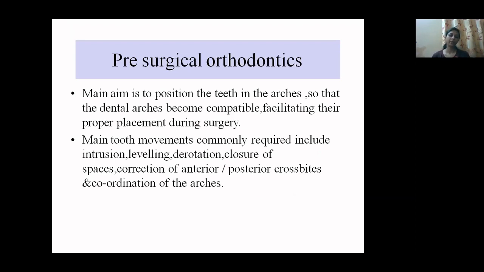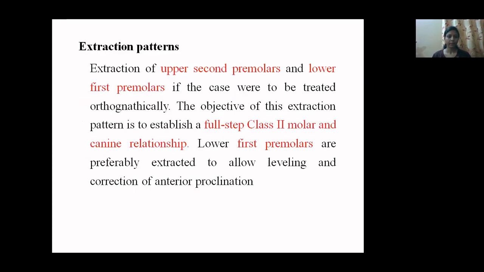Main tooth movements commonly required include intrusion, leveling, derotation, closure of space, correction of anterior posterior crossbites, and coordination of the dental arches. So, if at all extractions are required during the compensation phase, that is the pre-surgical orthodontic phase, extraction of upper second premolar and lower first molars if the case were to be treated orthognathically. The objective of this extraction pattern is to establish a full cusp class 2 molar and canine relation. Lower first premolars are preferably extracted to allow the leveling and correction of anterior proclination.